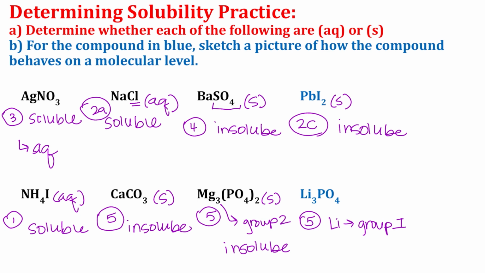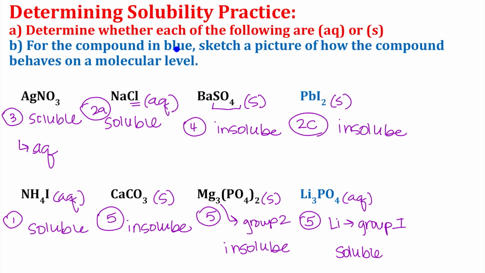A group 1A element, because it's in that first column, does fit that exception, and so that is going to be soluble, and it would have an aqueous state of matter. So again, if we now want to look at what this means, insoluble means it stays as a solid, aqueous means it is going to dissolve.